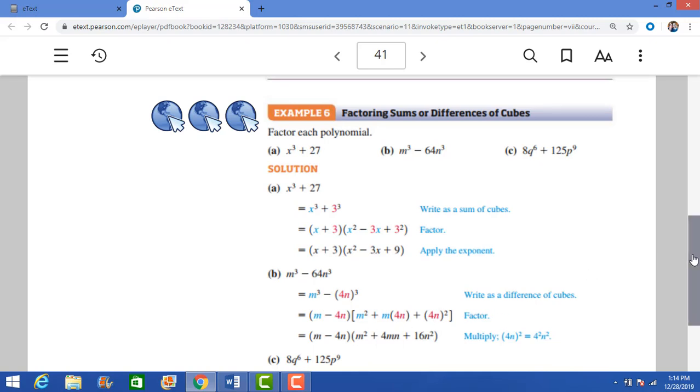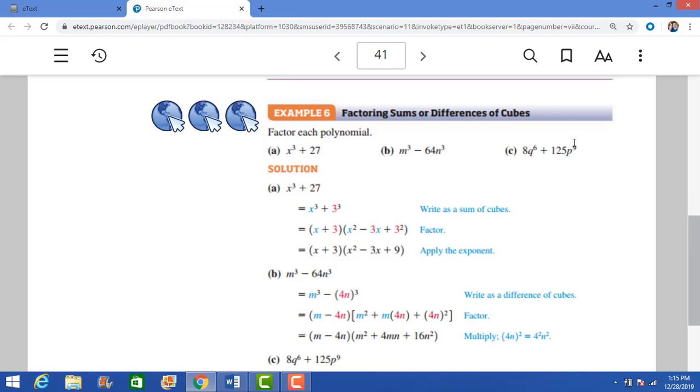And then for the last one, what do we have here? Well, we've got a cube. How do we see this as a cube? Well, this is going to be 2 cubed. How can we write q to the 6th power as a cube? Well, remember the power rule. We can write this as q squared raised to the 3rd power. Okay. Likewise, this is going to be 5 cubed.